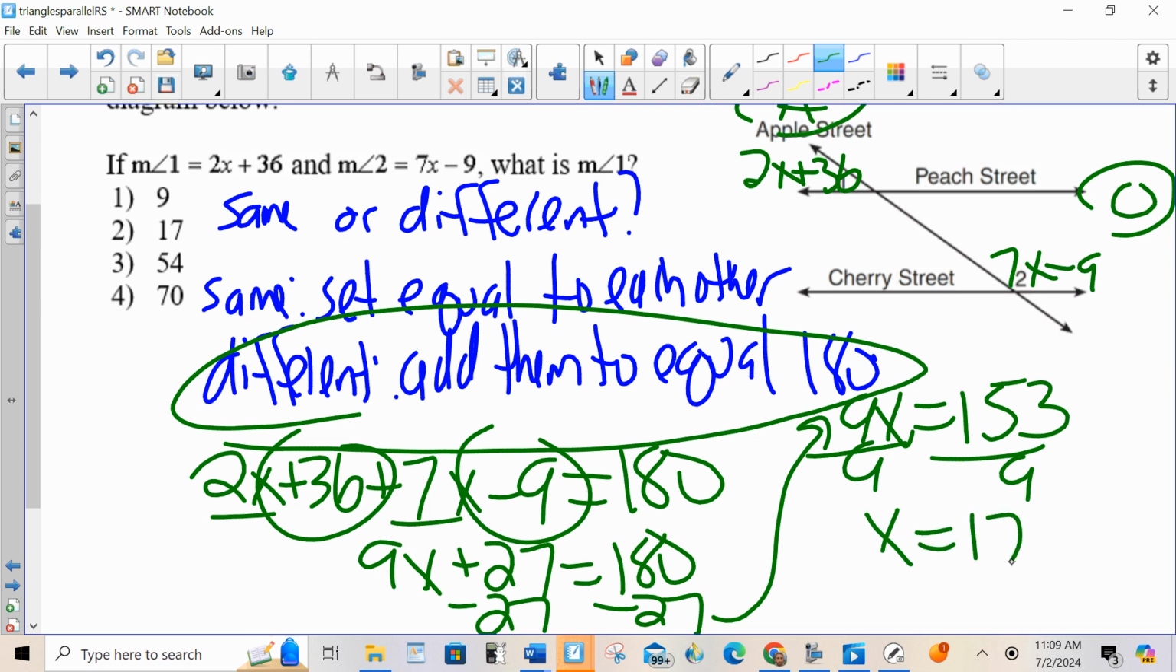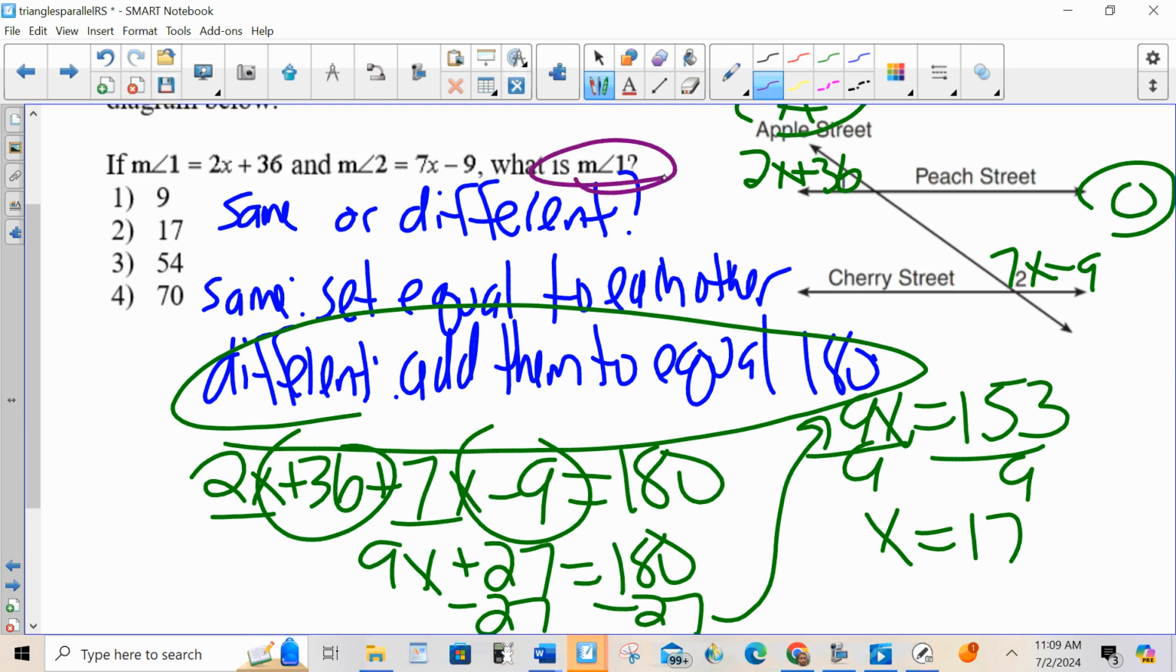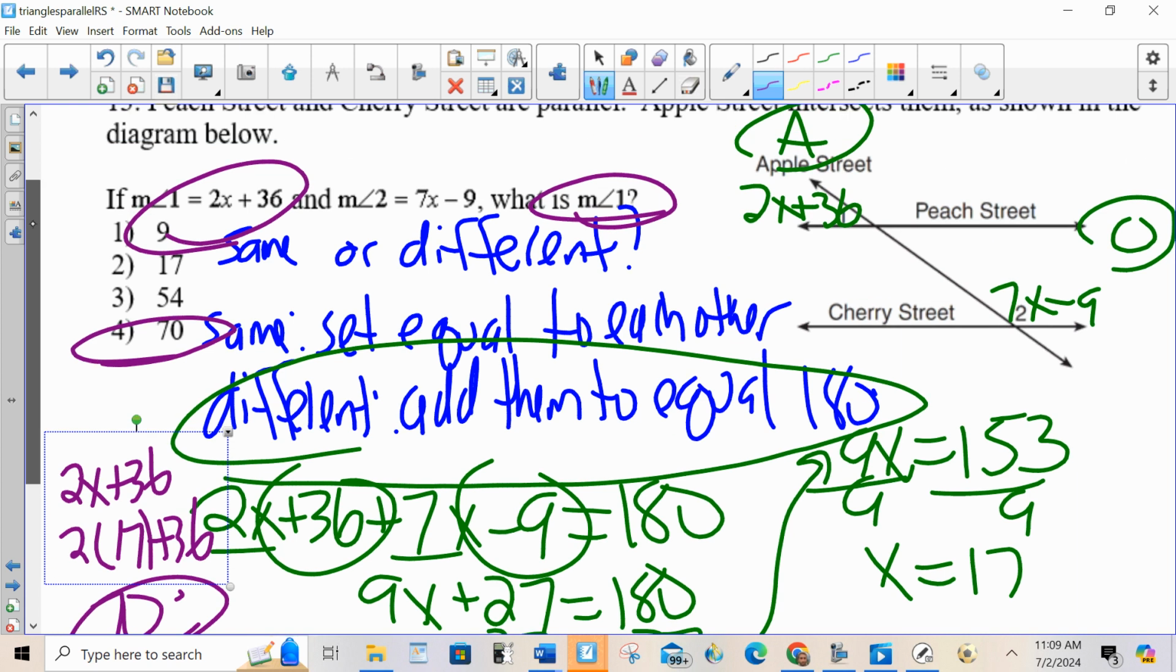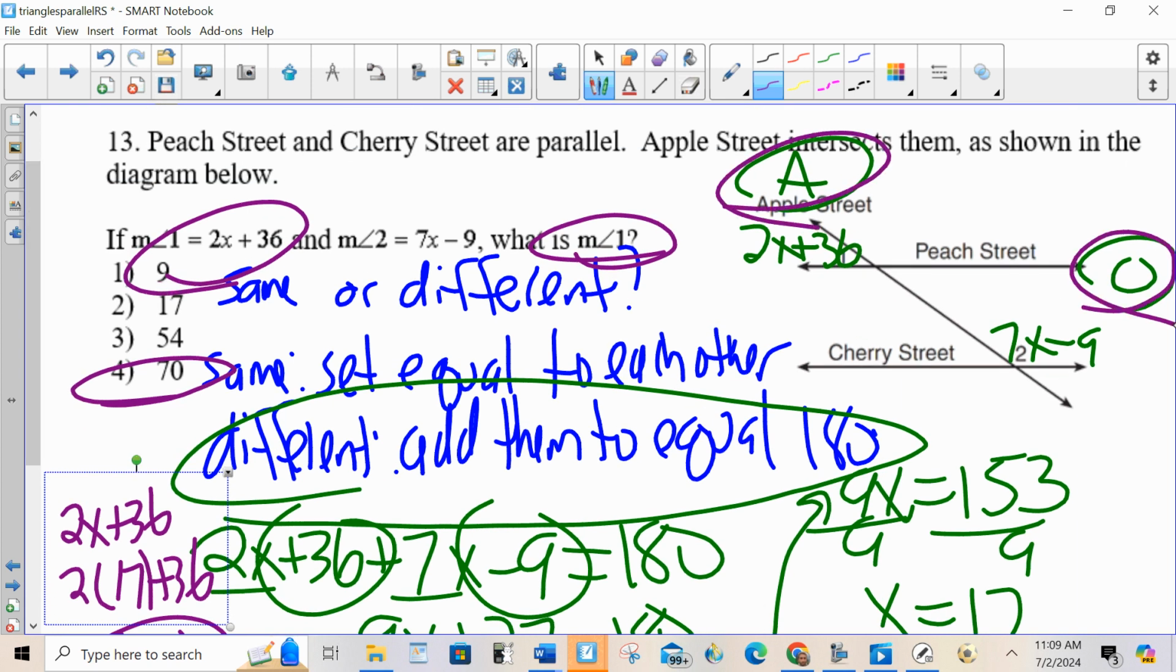Use a calculator if you need to. Now make sure you answer the question. The question is, what's the measure of angle 1? Well, angle 1 is 2x plus 36. So it's 2 times 17 plus 36. Use a calculator if you need to. That's 70 degrees. So with algebra, if the angles are different, one acute and one obtuse, add them to equal 180. And if they're the same, both acute or both obtuse, then you set them equal to each other.